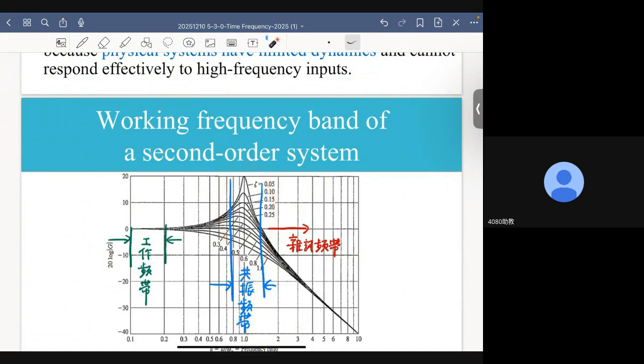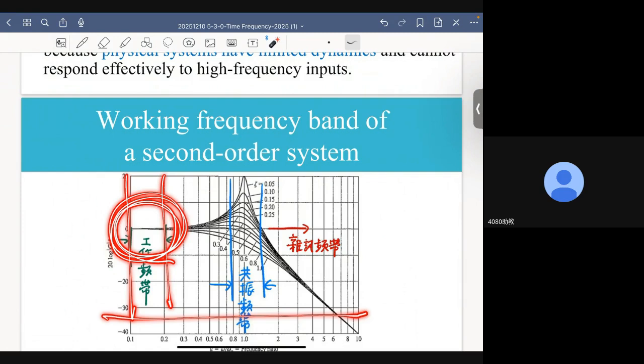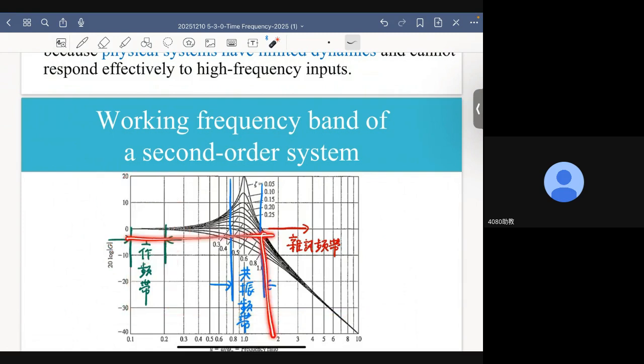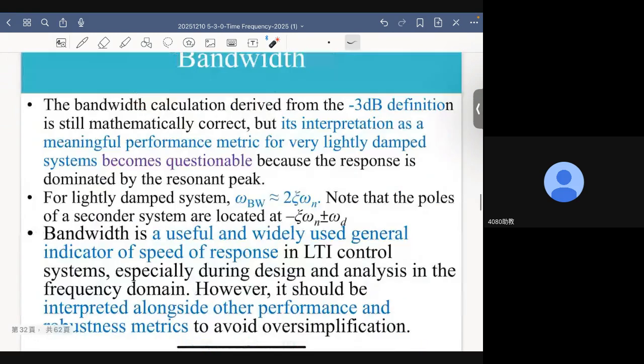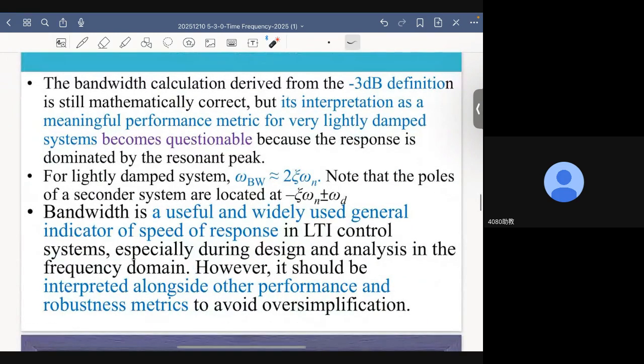So the reasonable working frequency band is actually in this portion of the frequency domain, okay? Not here, okay? Not this, okay? All right. So this is the reason why this -3 dB definition becomes questionable. Its interpretation becomes questionable, okay?